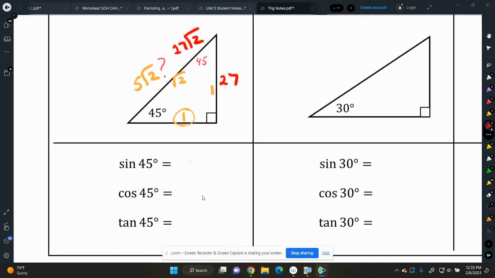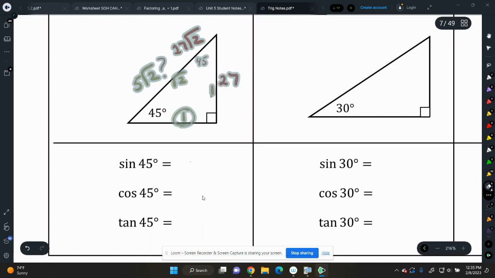Now let's go ahead down here and fill in our sine, our cosine, and our tangent based off of the ratios that I gave you, 1, 1, square root of 2.